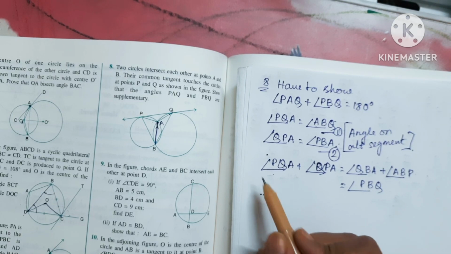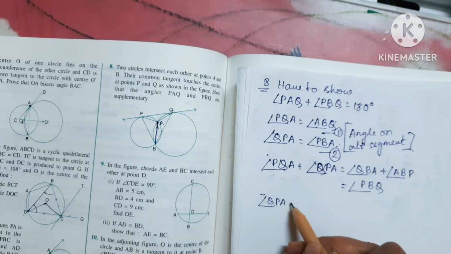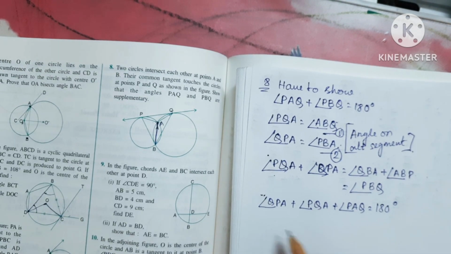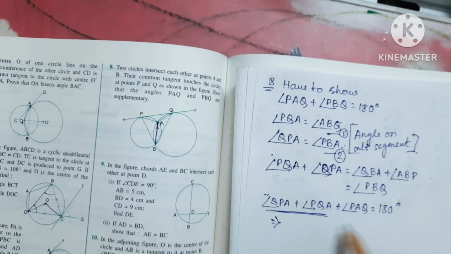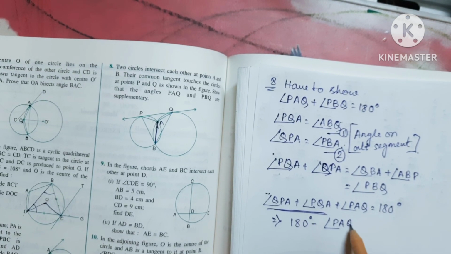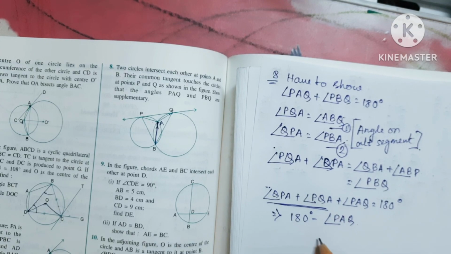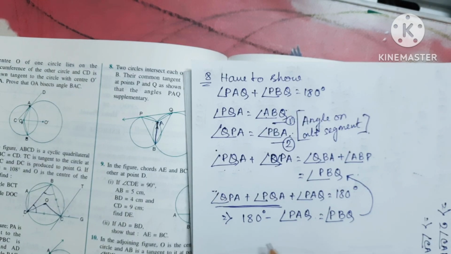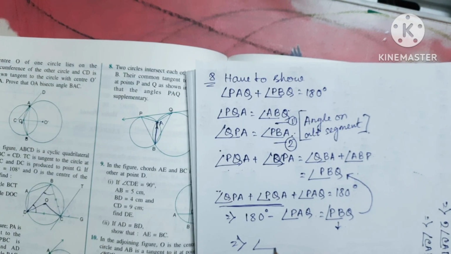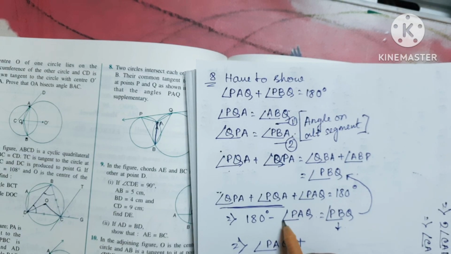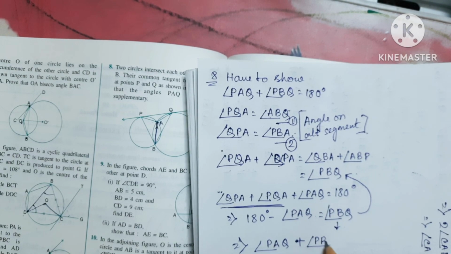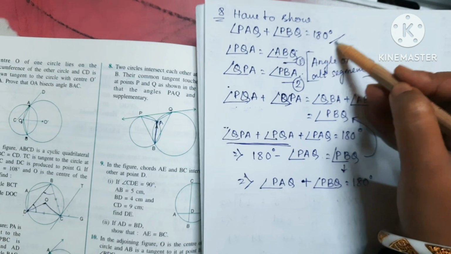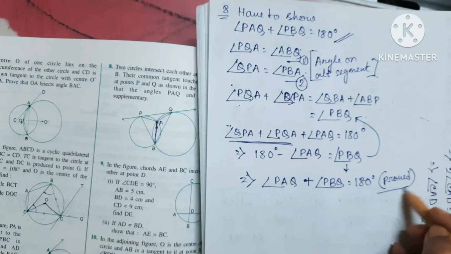In triangle PAQ, angle QPA plus angle PQA plus angle PAQ is 180 degrees. So you can write these two will be 180 degrees minus angle PAQ, which is equal to angle PBQ. From this step, if you transfer this term, you will get PAQ plus PBQ is 180 degrees. That you need to prove. So proved.